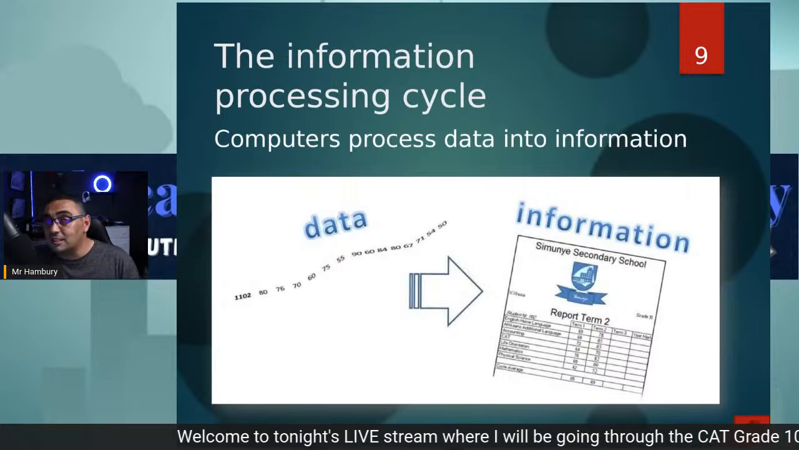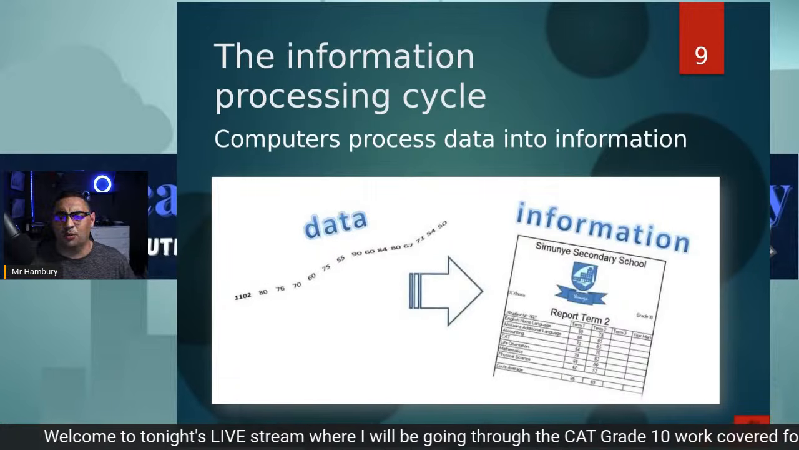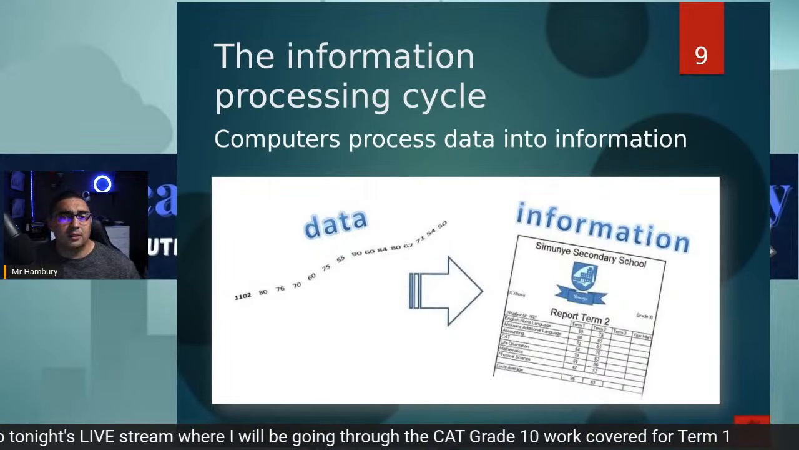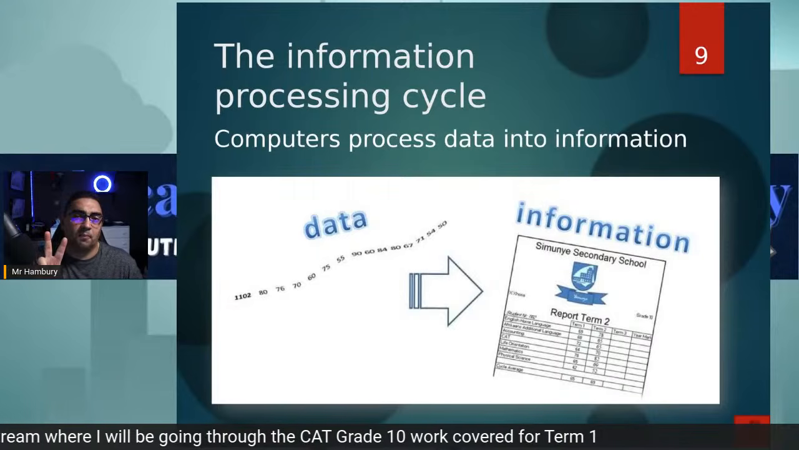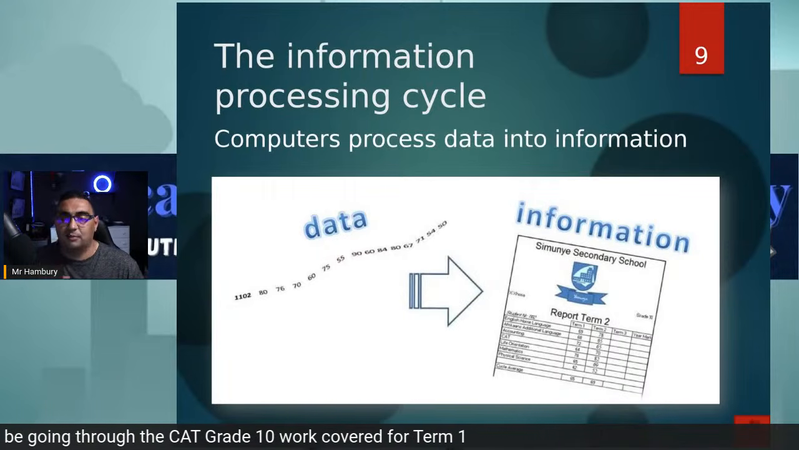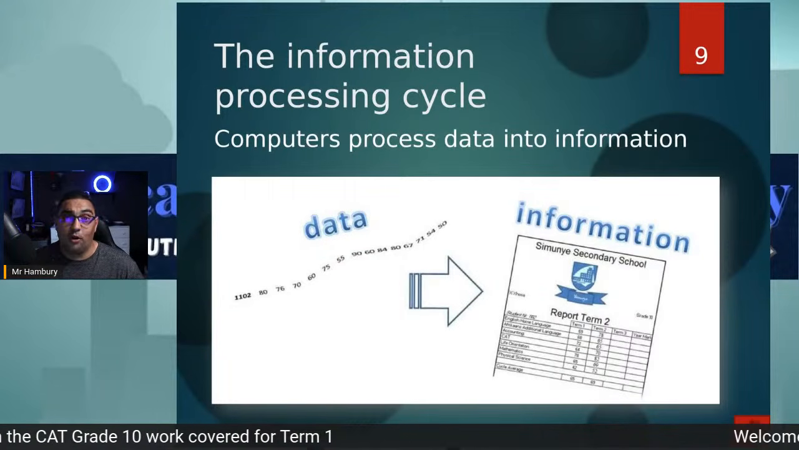Right. Please remember, a computer, what does it do? It processes data into information. So what is data? Data is defined by two words: raw facts. That's what data is. Raw facts.